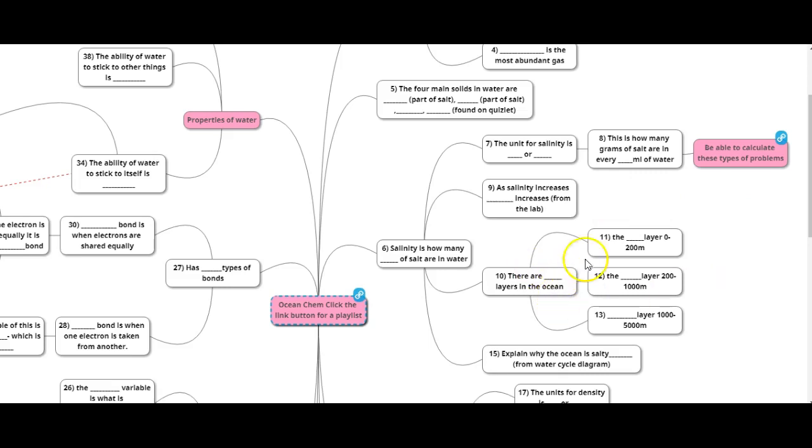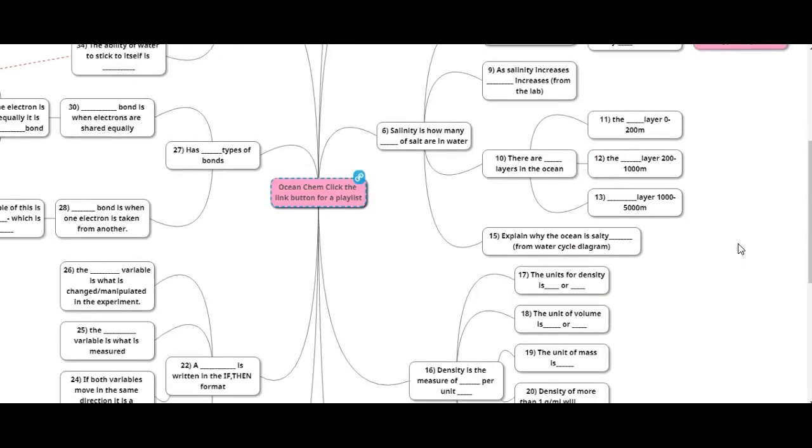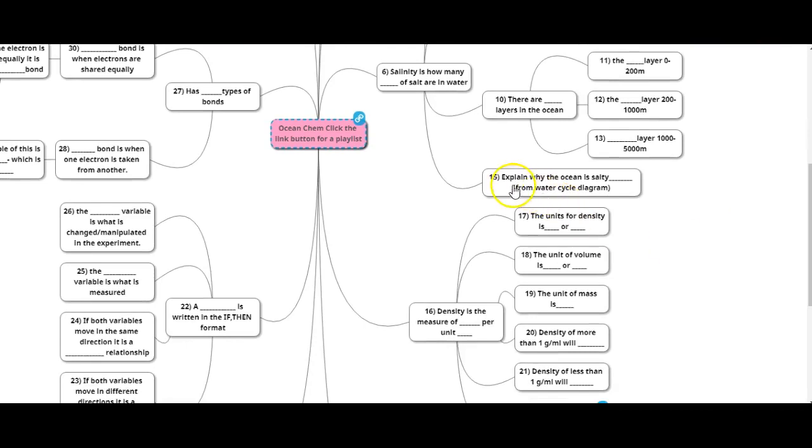Layers of the ocean, there are 3 of them. This is straight from your notebook, so I'm going to skip that. Moving on to number 15. Be able to explain why the ocean is salty from the water cycle diagram. I'll accept 2 answers here.